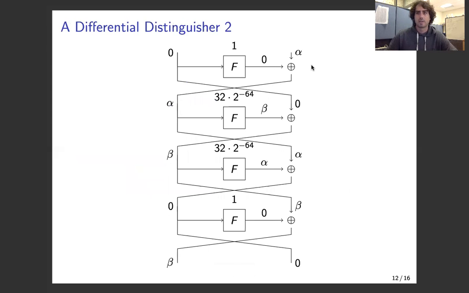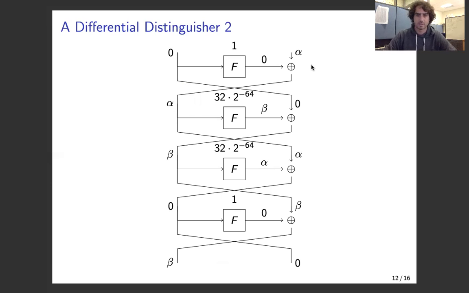Now, if we fill in these figures into the differential that we got before, we'll see that P1 turns into 32 times 2 to the minus 64, and P2 as well. So the probability of this differential now becomes (32 times 2 to the minus 64) squared, which gives us 2 to the minus 118, which is a lot higher than what we predicted with the Widetrail analysis before.